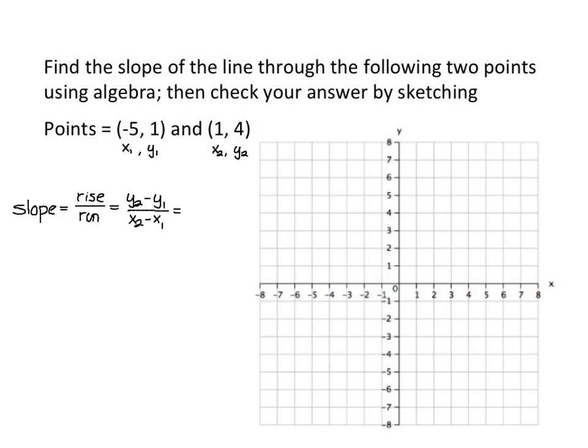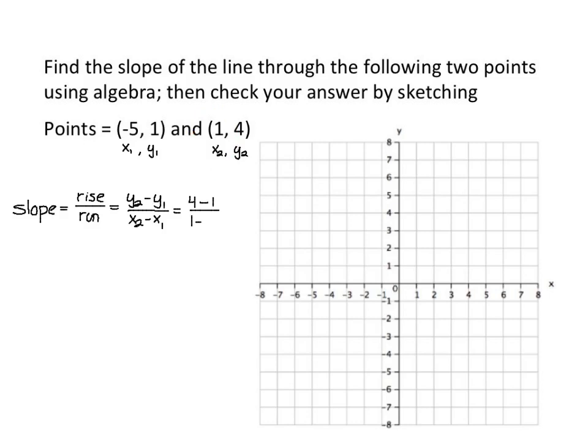So if I plug in, the y2 value I have is 4, which I can see right here. Here's my y2 value. And then the y1 value is 1, which I can see right here. Here's our y1 value. Over, I want to do the run. x2 is 1, which I see right here. x2 of 1.